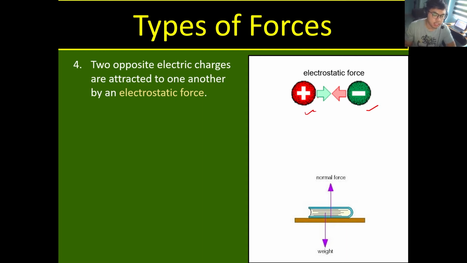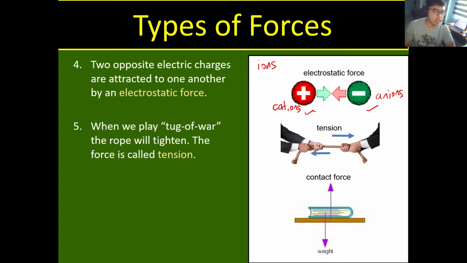You can see this type of force when we were talking about ionic bonding. So you have the positive ions, these are the cations, and the negative ions. The force that holds these two together in ionic bonding is known as the electrostatic force. And then when you play tug of war, the rope will tighten. The force is called tension. So when you pull a string or a rope or anything that looks like a rope, like a string or a spring, the force that is produced inside of it is what we call tension.